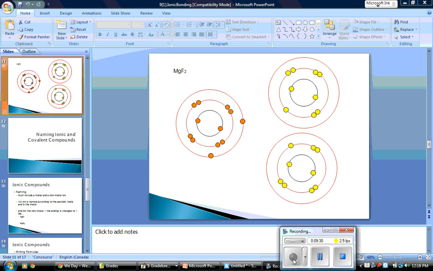All right, so next class we will continue with the notes and we will look at naming ionic and covalent compounds.